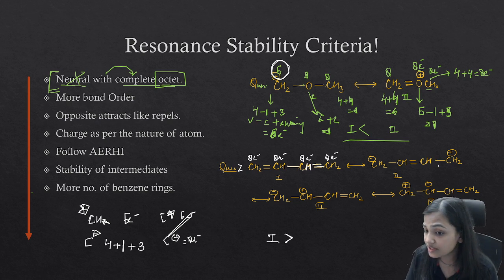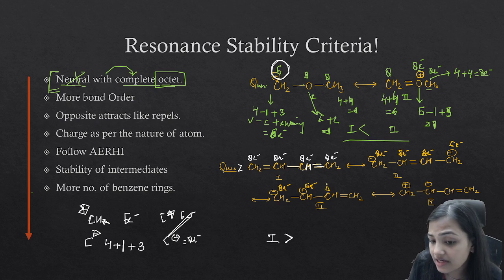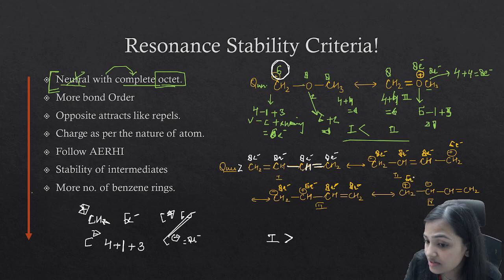So here what is happening, this is an 8 electron species, this is also 8 electron, this is also 8 electron, but here the carbon with a positive charge is a 6 electron species. Here also we will find that carbon with a negative charge is an 8 electron species, carbon with a positive charge is 6 electron, carbon neutral is an 8 electron species, and here this carbon is also 8 electron. So here the octet is incomplete, here also the octet is incomplete.